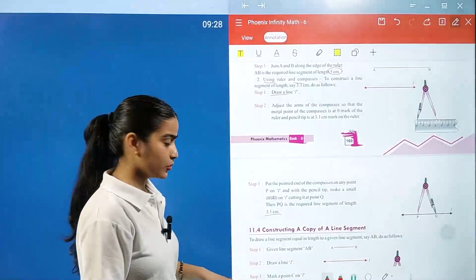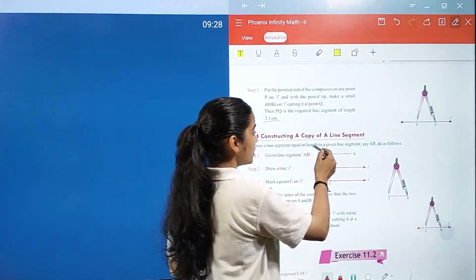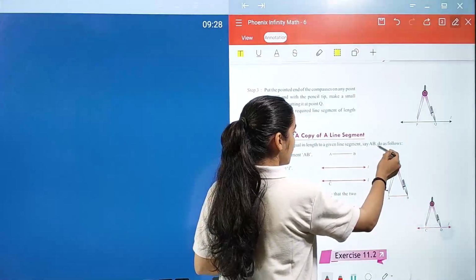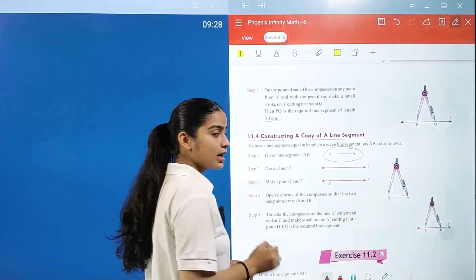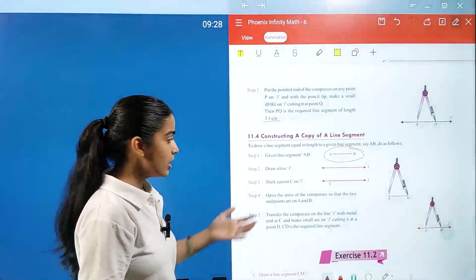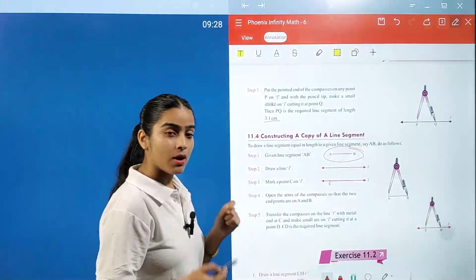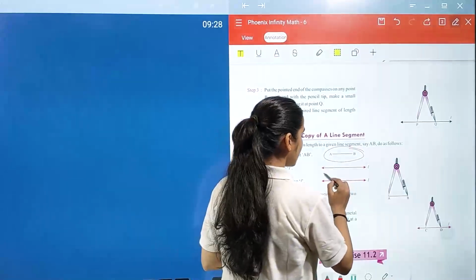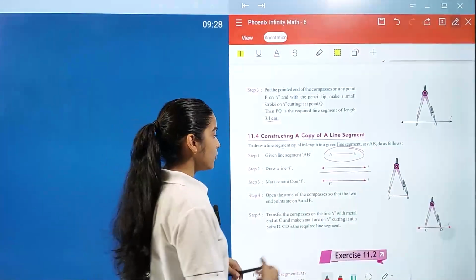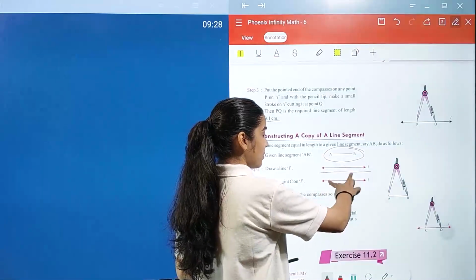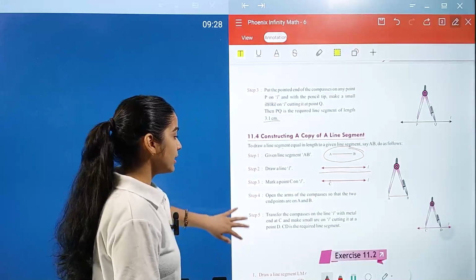So I hope it is clear to you. Now we have constructing the copy of a line segment. To draw a line segment equal in length to a given line segment, say AB, do as follows. For example, this is your given line segment. First of all, you have to measure it with the help of your compass. You just have to place your metal tip here and your pencil tip here. Then you have to draw a line L. Then at any random point, for example C, take your metal tip and mark an arc with the pencil tip that is equal to your line AB.